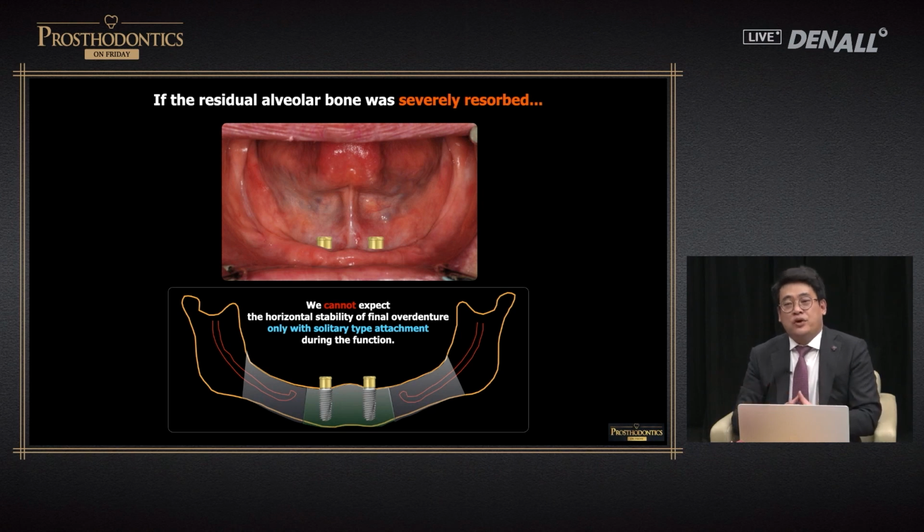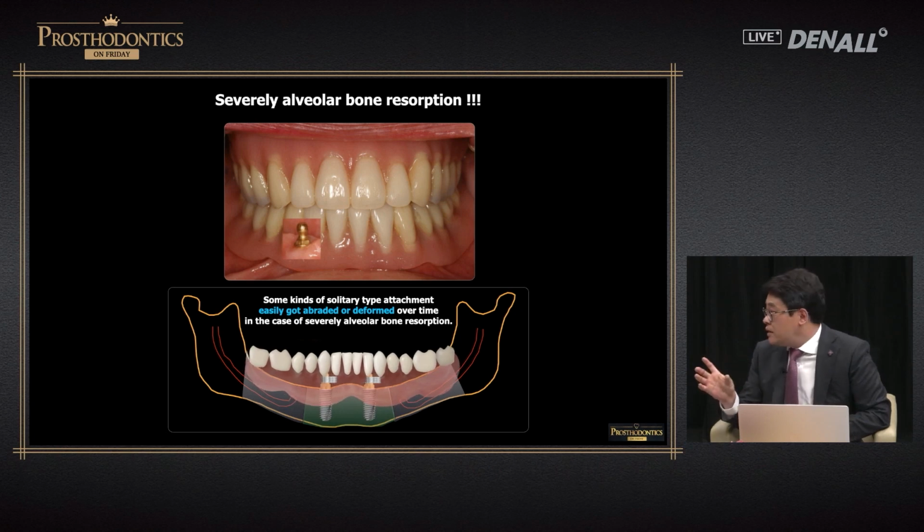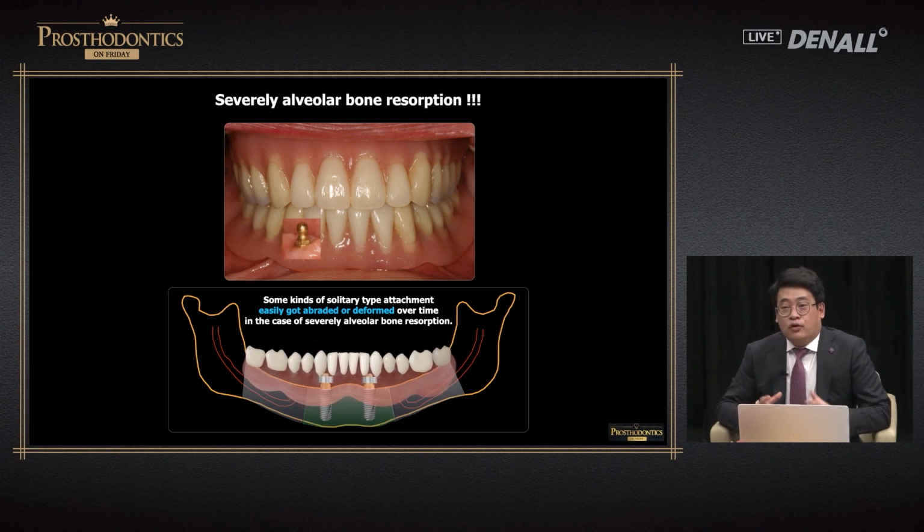During function, it moves sideways, and this leads to abrasion and deformation of the attachment, as well as wear. And this occurs significantly. It moves like this. I believe there should be considerable amount of alveolar bone to apply this.